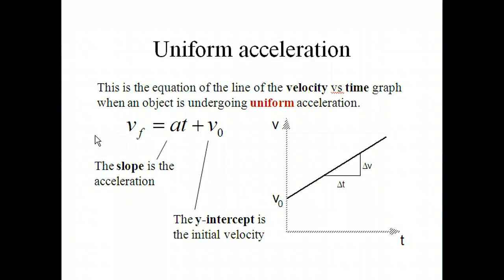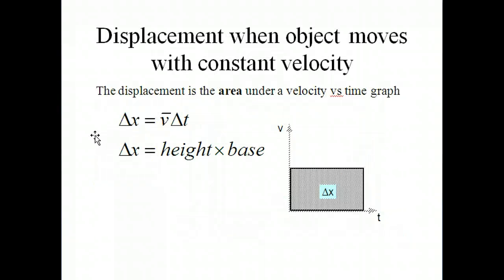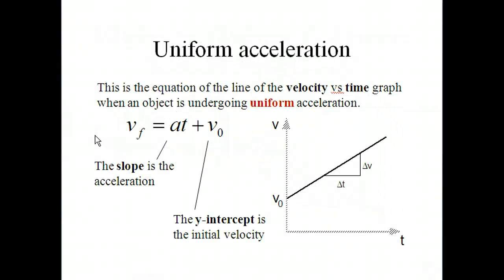If we're dealing with uniform acceleration instead, we would want to take a look at the velocity versus time graph of something that is undergoing what's called uniform acceleration. And as you know from the lab, on a velocity graph, if the graph is a line, is linear, the acceleration is constant or uniform. The equation for this is simply the final velocity equals the acceleration times the time plus the initial velocity.